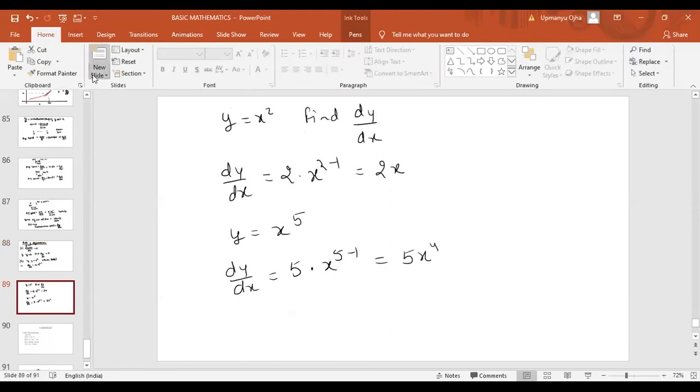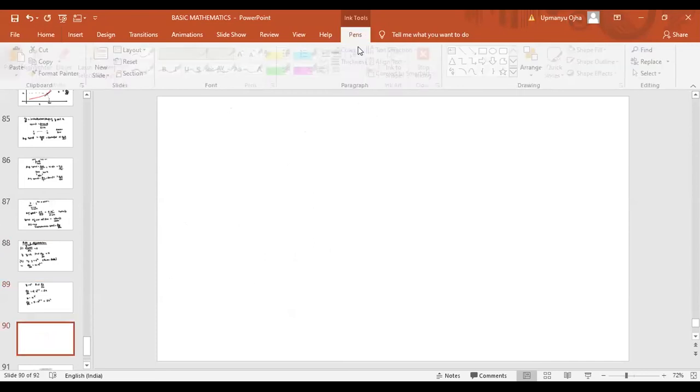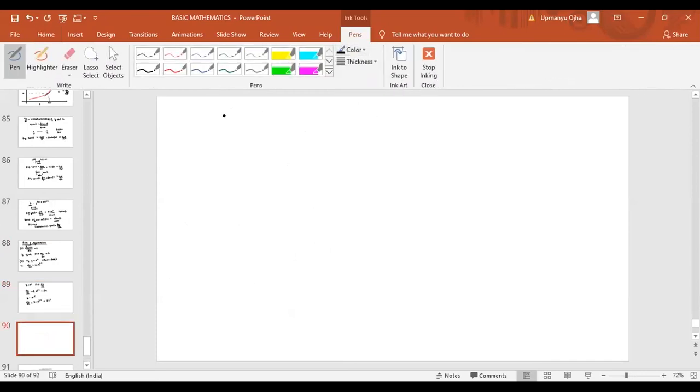It can be the other way also. Like x is a function of time, or x is a function of y. Like if I say x equal to y square, find dx by dy. So here also we can apply that power rule, which states that dx by dy will be equal to 2y to the power 2 minus 1. That is 2y. So it is not necessary that y is a function of x. It can be x as a function of y. Yes, it can be x as a function of time.